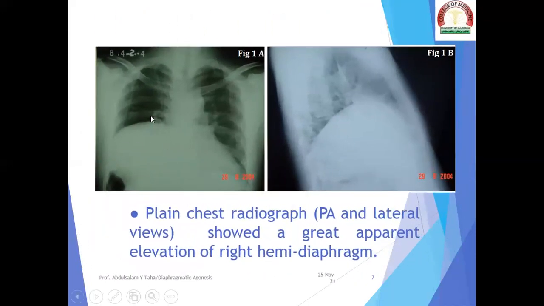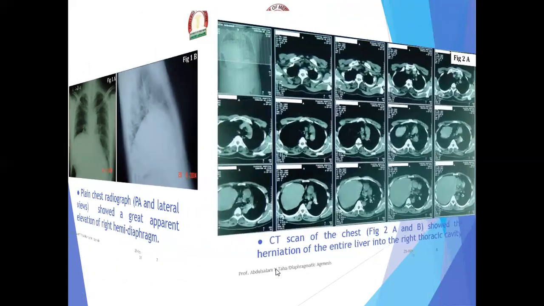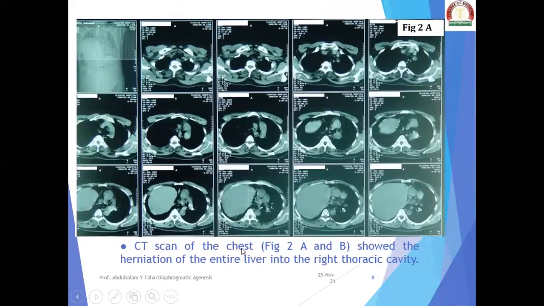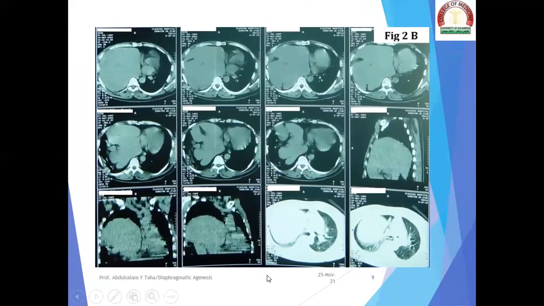Plain chest radiograph, PA and lateral views, showed a great apparent elevation of the right hemidiaphragm. CT scan of the chest showed the herniation of the liver, of the entire liver, into the right thoracic cavity. Entire herniation of the liver into the right thoracic cavity.